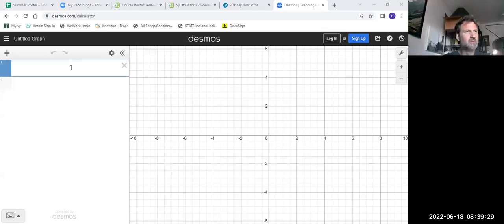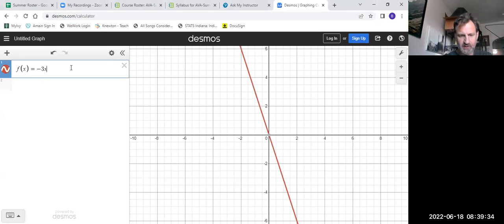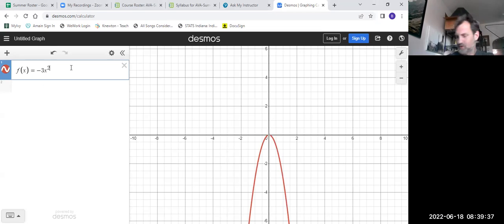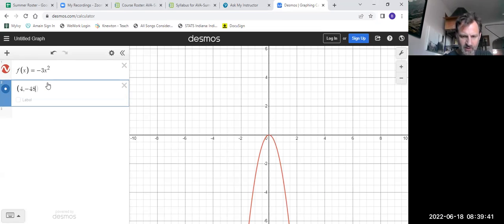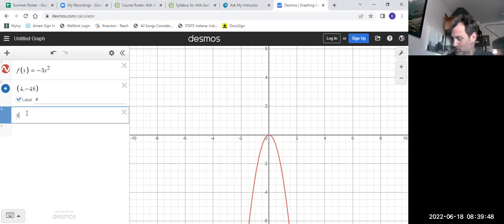Pull Desmos up here. Share my screen. So first off, f of x equals negative 3x squared. And then secondly, I got the point 4, negative 48. Let's call it P. And then we'll put on y equals negative 24x plus 48.